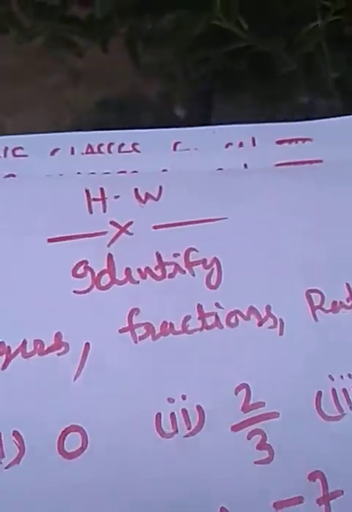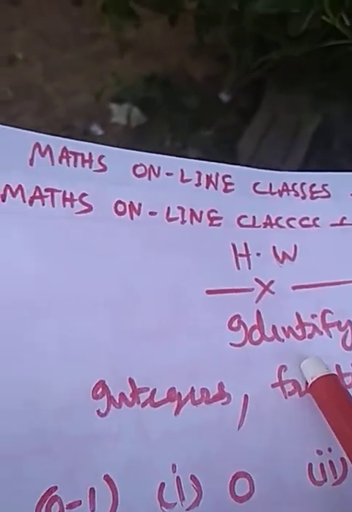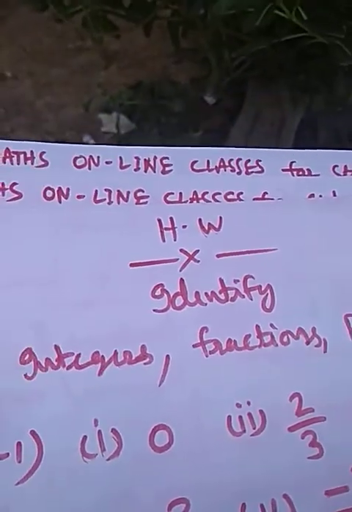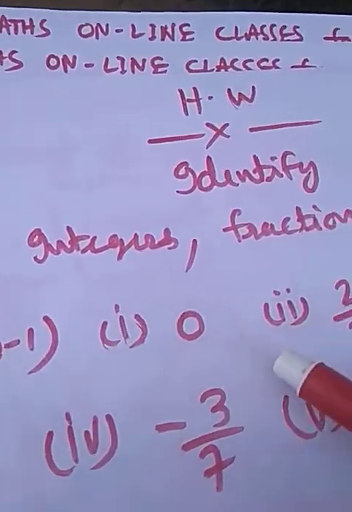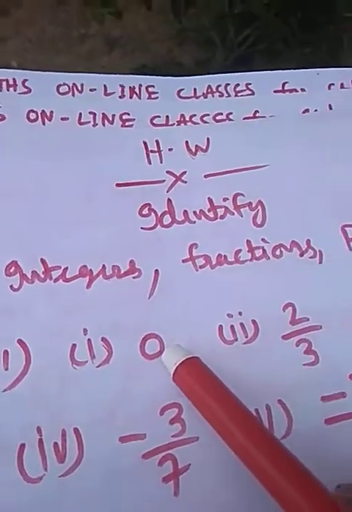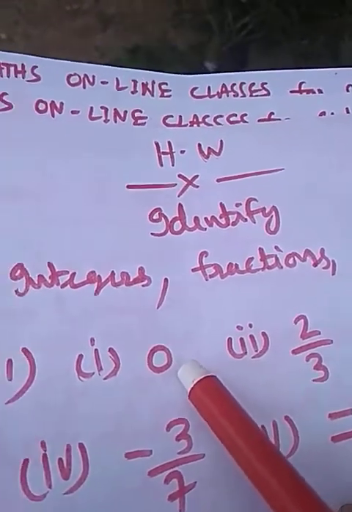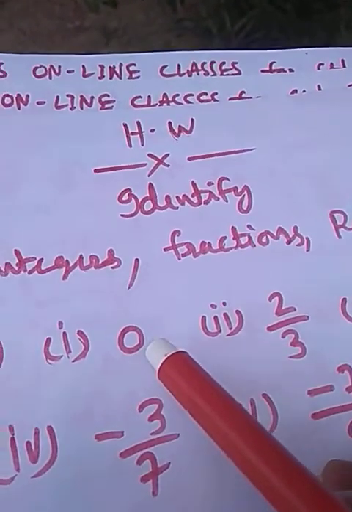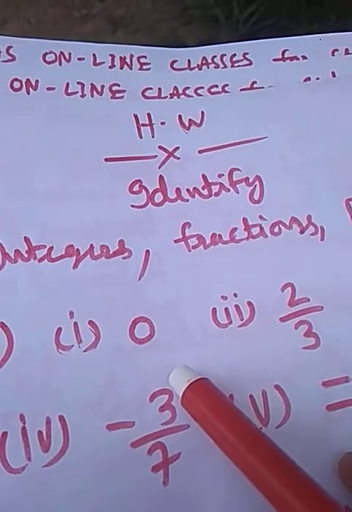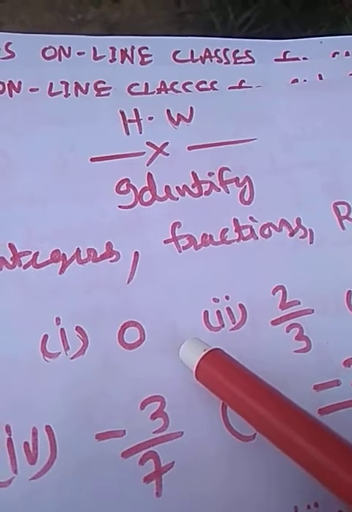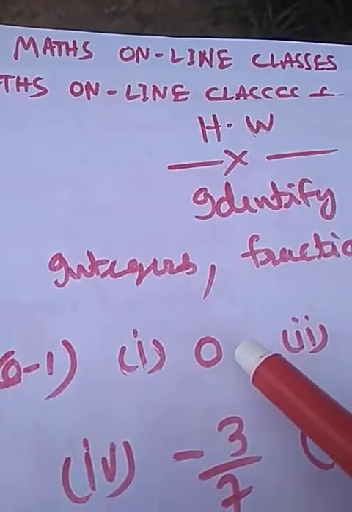Now we shall take the homework. Identify: how can you identify integers, fractions, rational numbers? Here are some questions given. Suppose here I am discussing the first question. First is the 0. What is the 0? 0 is an integer. And what is it? 0 is also a fraction because 0 is written in the form of 0 by 1. 0 is also the 0. No. 1 minute.